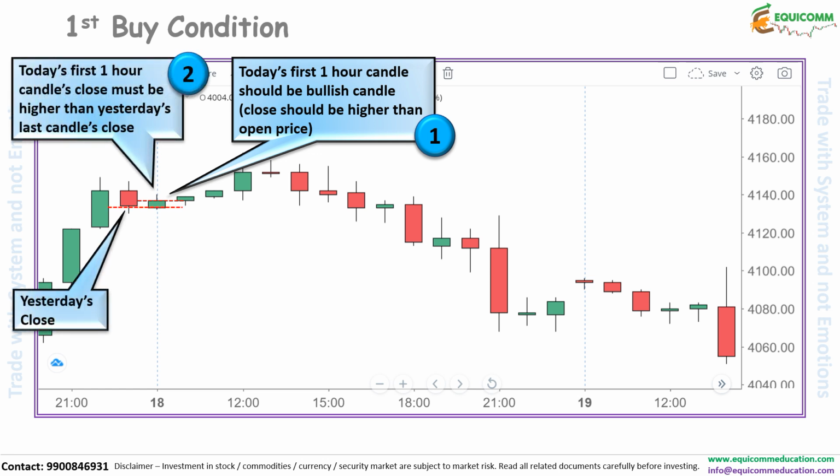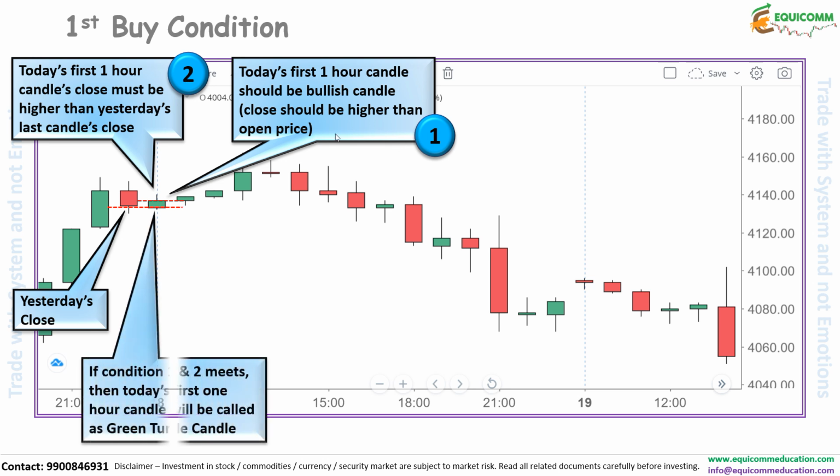Second condition for a buy: today's first 1 hour candle close must be higher than yesterday's last candle close price. Simple. That is condition number 2. Here you can see yesterday's close price is here, right? With respect to yesterday's close price, today's first candle close price is higher, and today's first candle is a bullish candle.